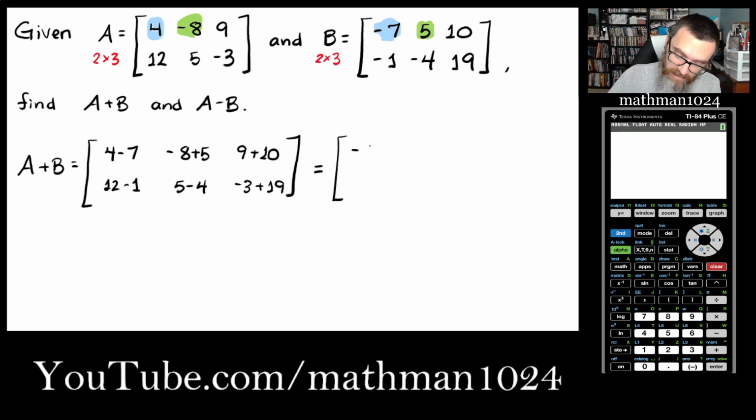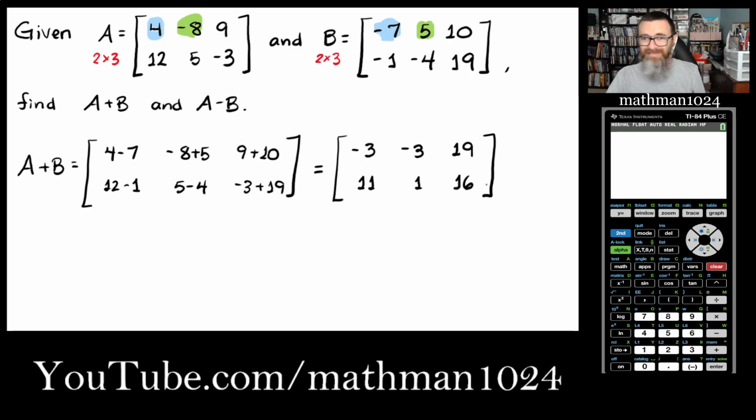So 4 minus 7 is negative 3, 19. Then we have 11, 1, and 16. That's all you have to do. Don't make it any more complicated. You're not solving anything. You are just performing the operation of addition and saying what happens if I add these two matrices. That's it.